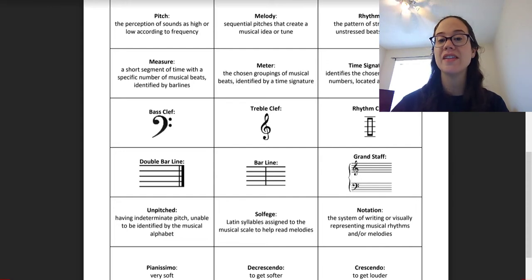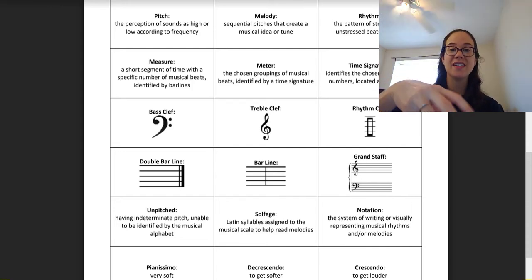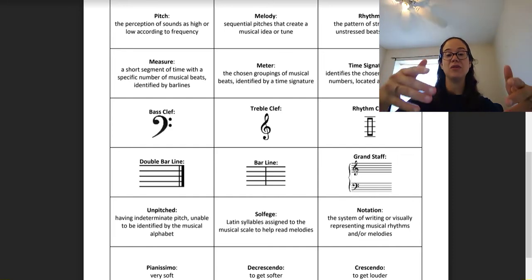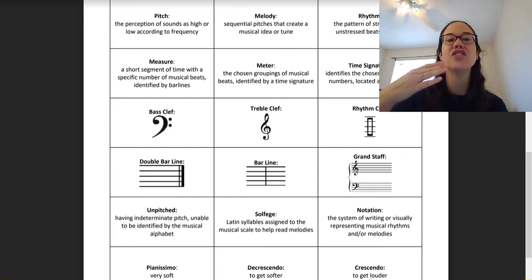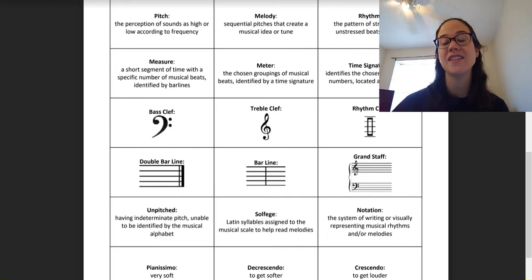It defines rhythm as the pattern of stressed and unstressed beats in music. Stressed and unstressed shows that there is an emphasis on different pieces of music. And we add emphasis on things all of the time. We do it when we talk. We don't talk like this, where everything is the same.